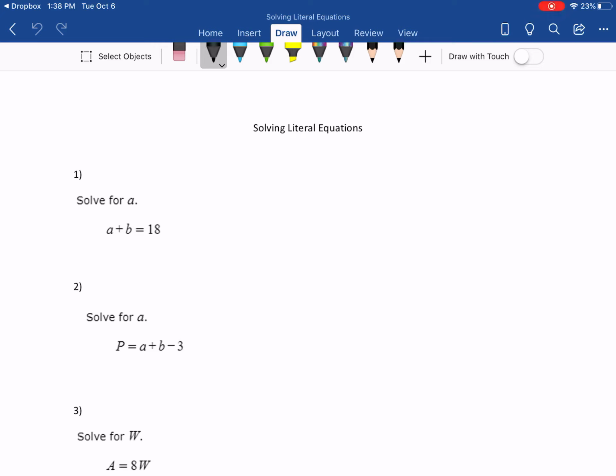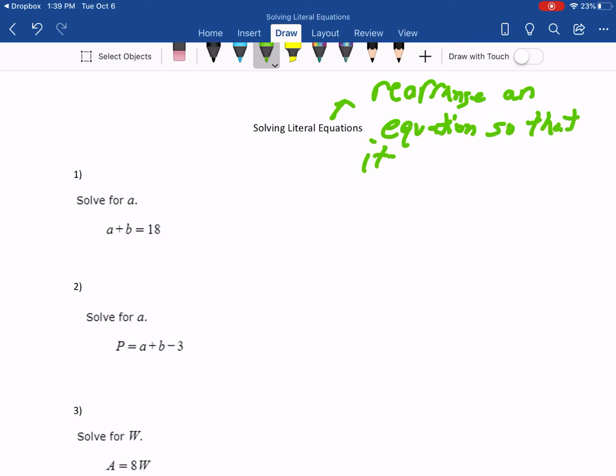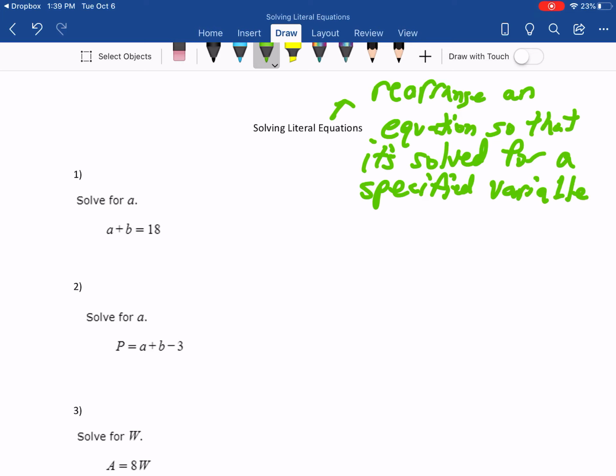Okay, so in this lesson, we are going to solve a different kind of equation called a literal equation. So the goal of a literal equation is to rearrange an equation so that it's solved for a specified variable. Okay? So number one, we're asked to solve for a.